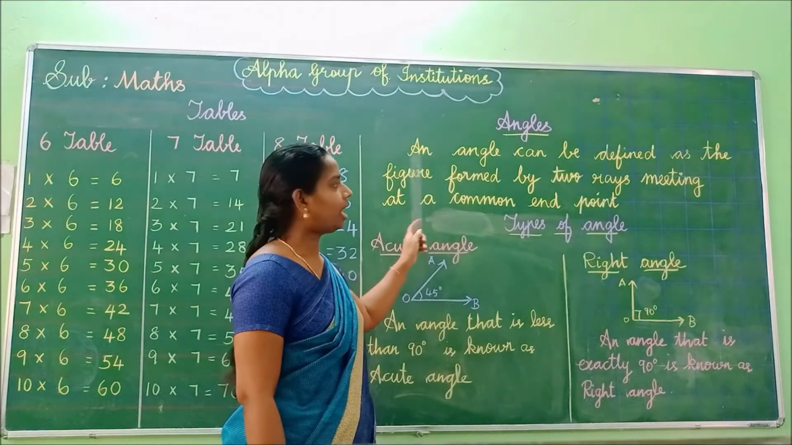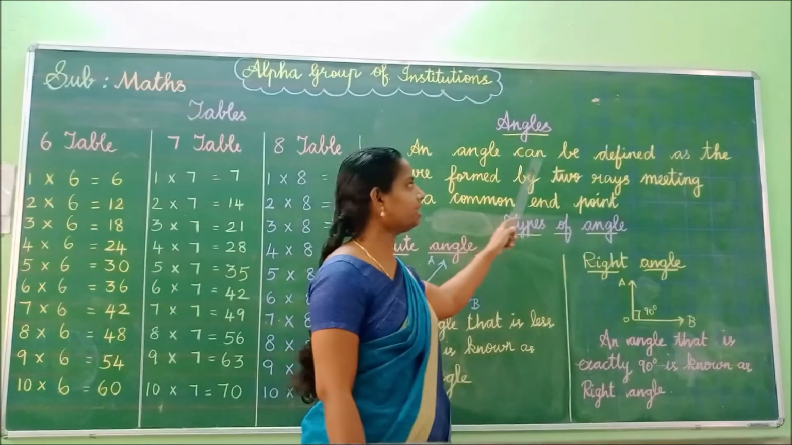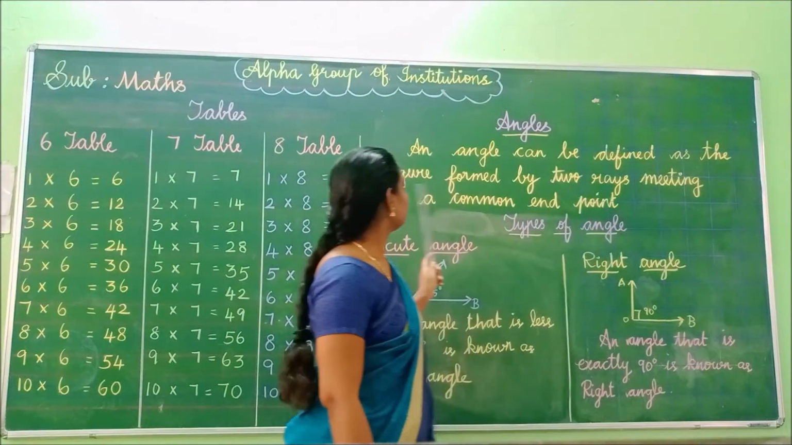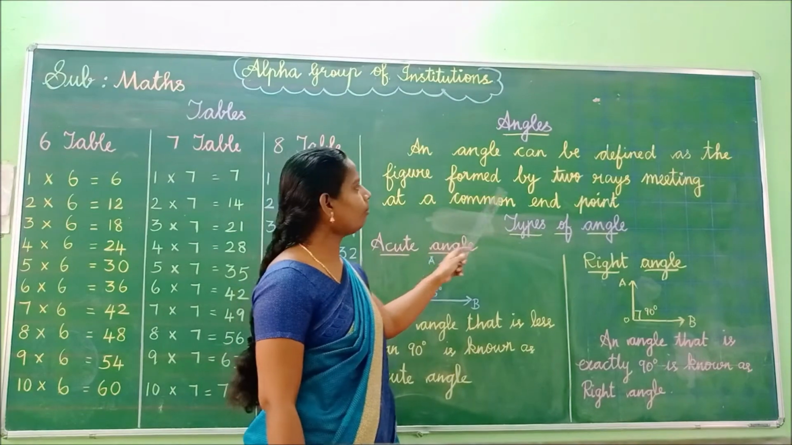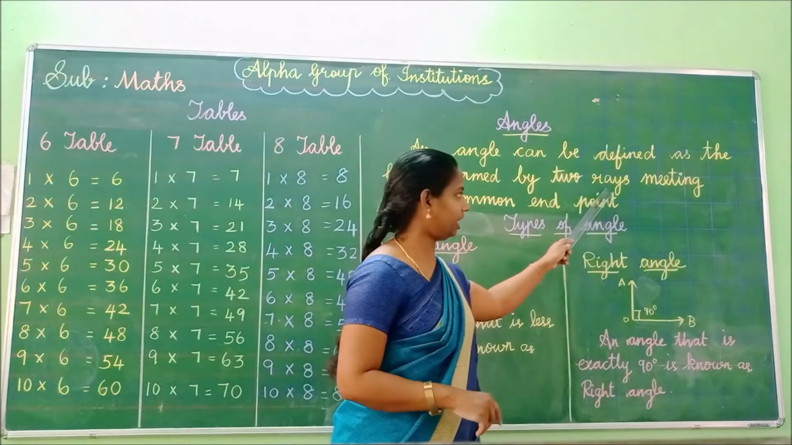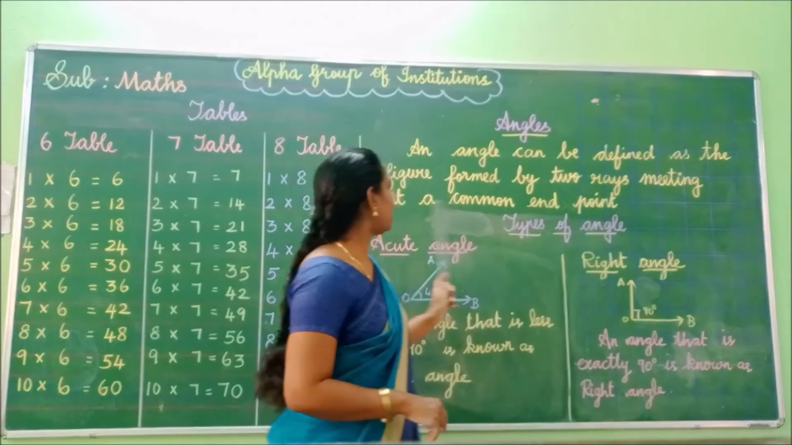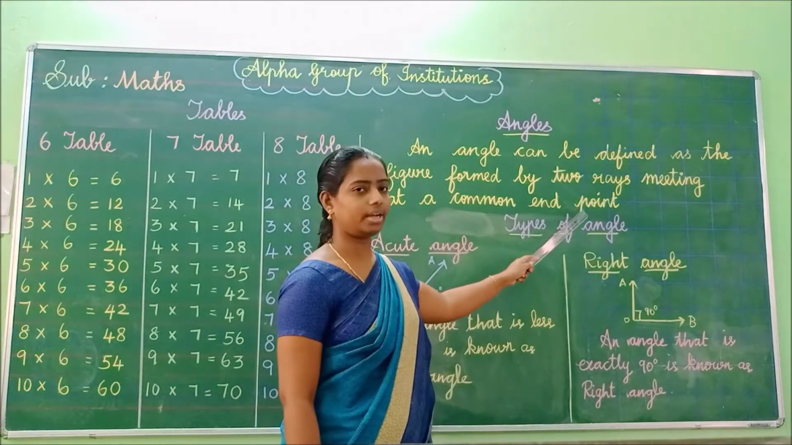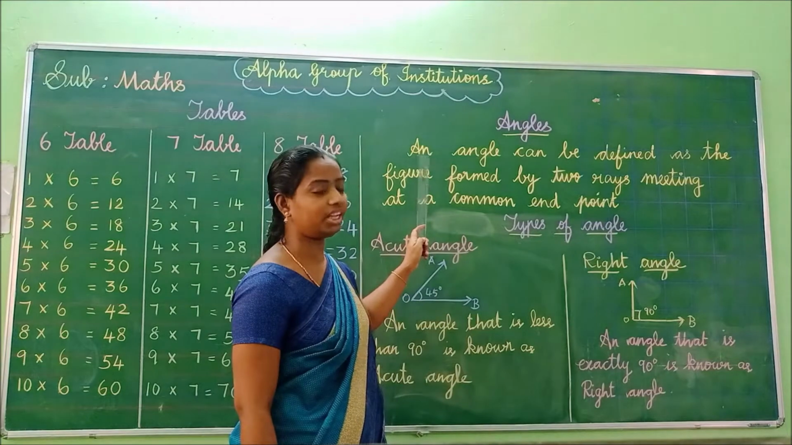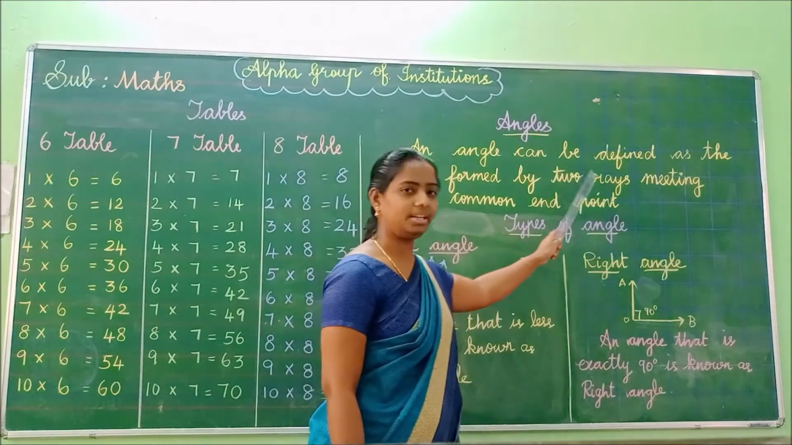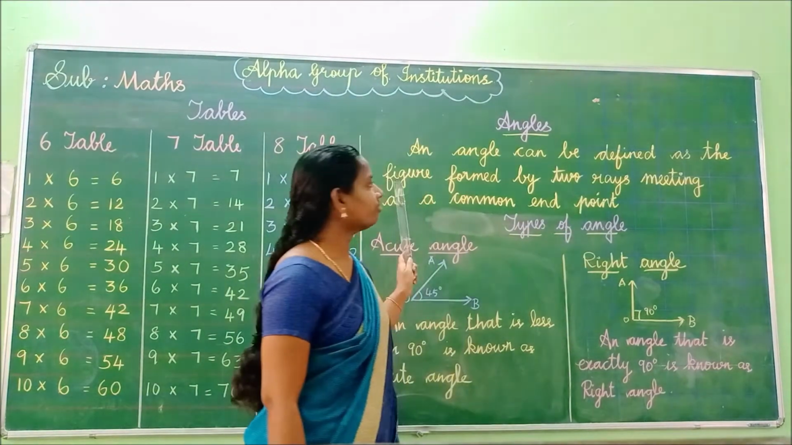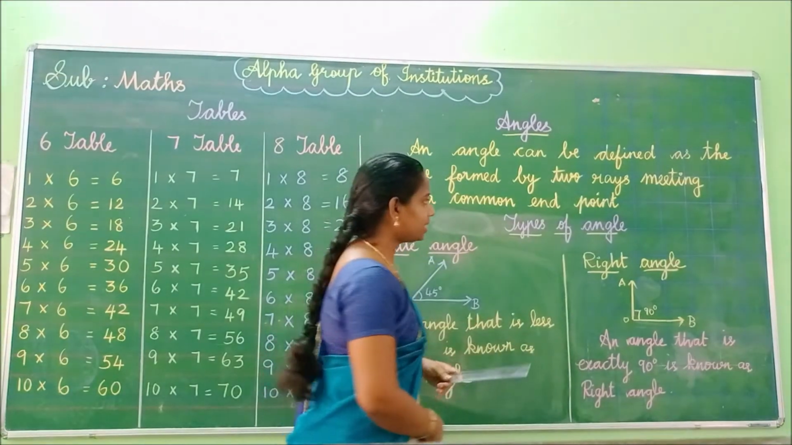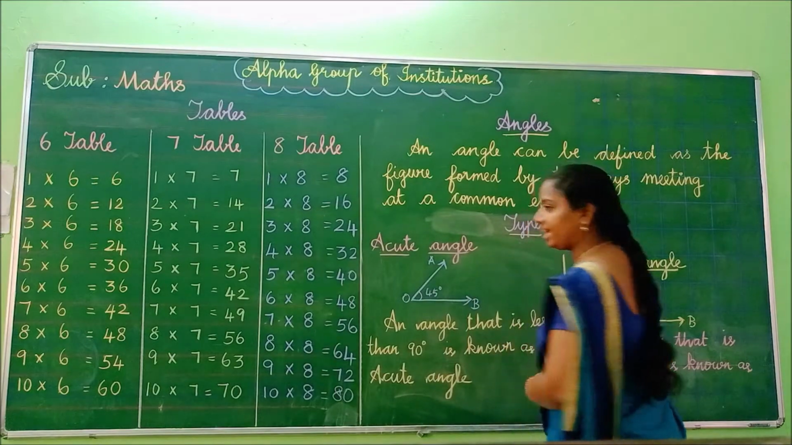An angle can be defined as the figure formed by two rays meeting at a common end point. I am repeating again, children, listen carefully. An angle can be defined as the figure formed by two rays. What is it about the two rays, children? You all know about rays, isn't it?